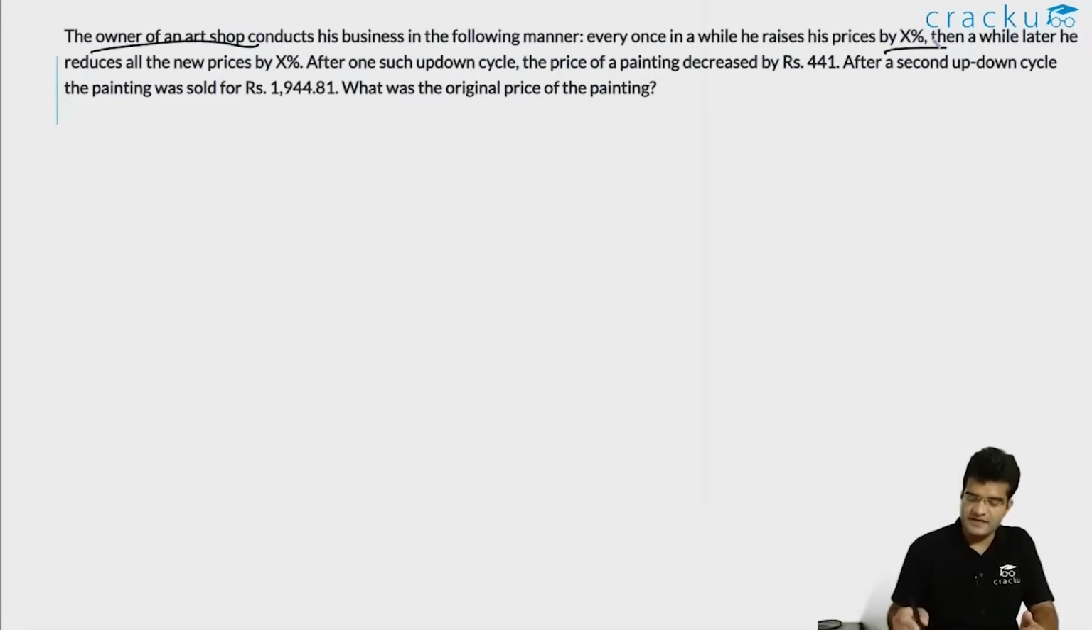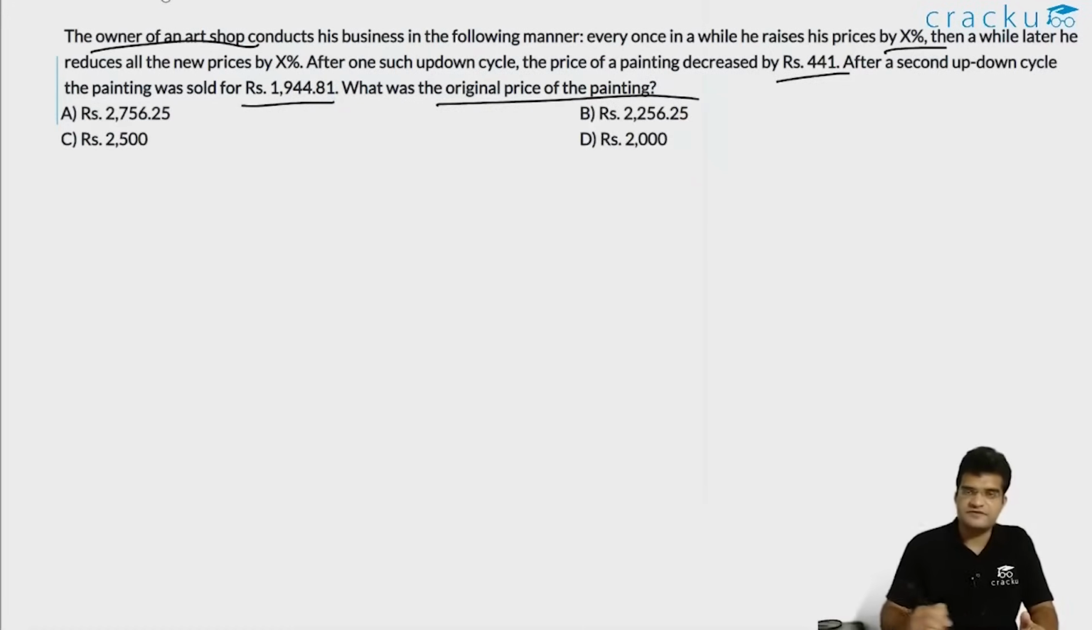But during the first cycle, he realized that the price has decreased by 441. But once he repeated this cycle again, that is, increased the price by X% and decreased it by X%, he realized that the new selling price is 1944.81 and we are required to find out what is the original price of the painting.